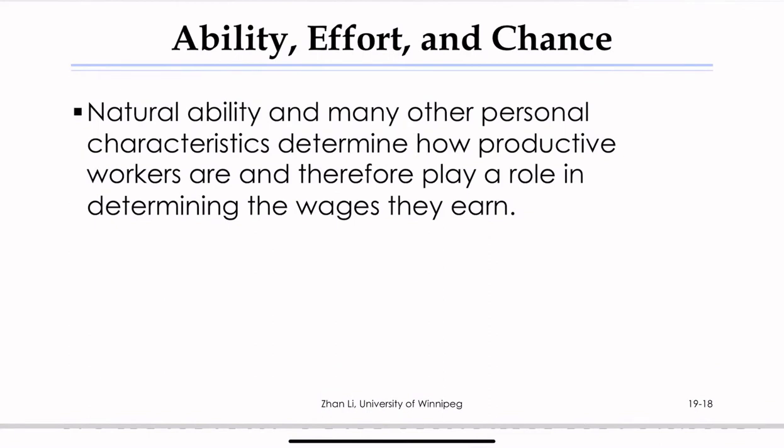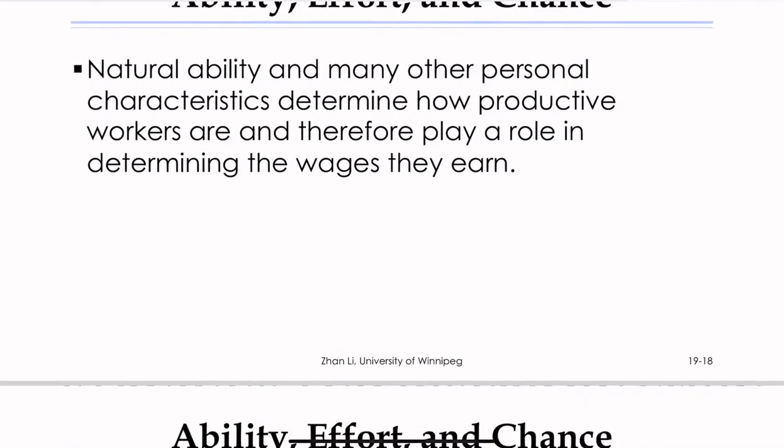Now, let's talk about the third factor. It talks about ability, effort, and chance. And I would say this is somewhat obvious. It basically says that if you have higher ability, then your wage tends to be higher. And if you work harder, then your wage tends to be higher. And if you're luckier, then your wage tends to be higher, right? So this one is actually pretty easy to understand.